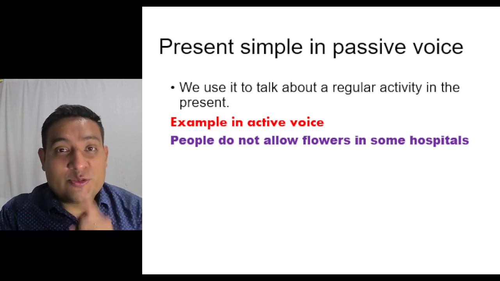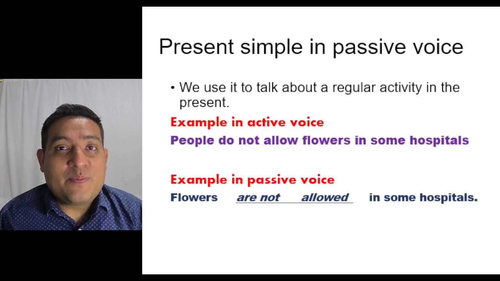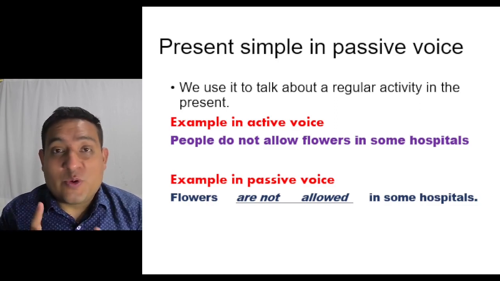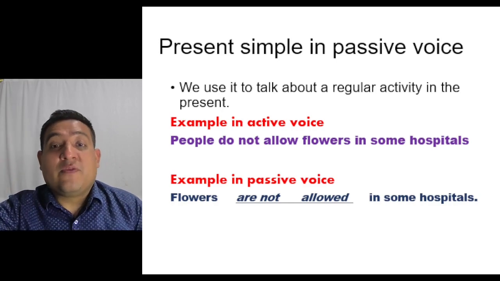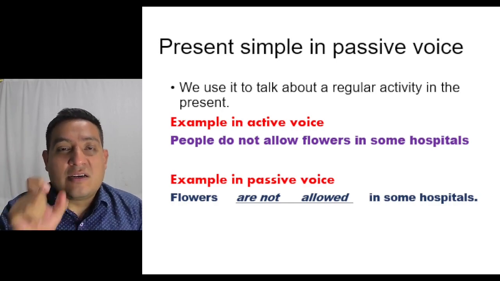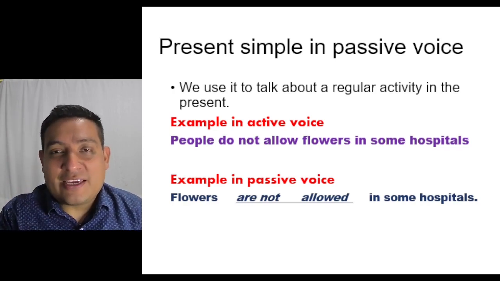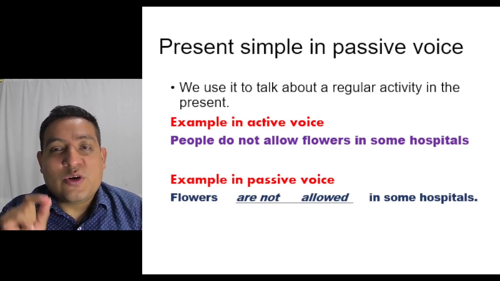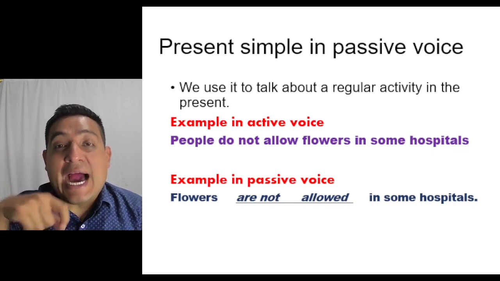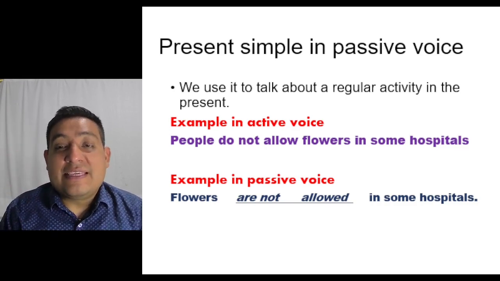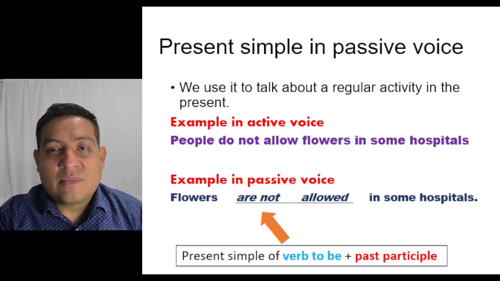When we change this to the passive voice, we have something like this. The example in passive voice, now what is important is not the people, it's the flowers. So we say flowers are not allowed in some hospitals. If you check carefully here, we changed some things and we added an extra thing. The extra thing we added is the verb to be.